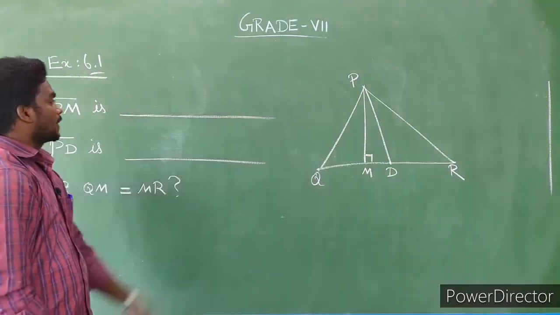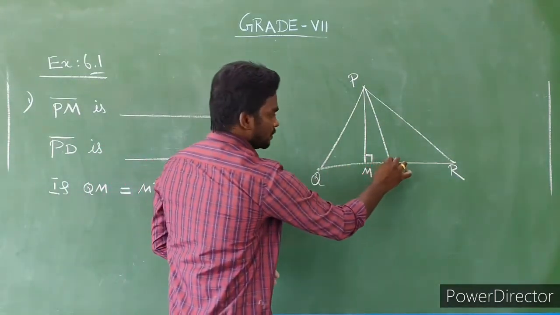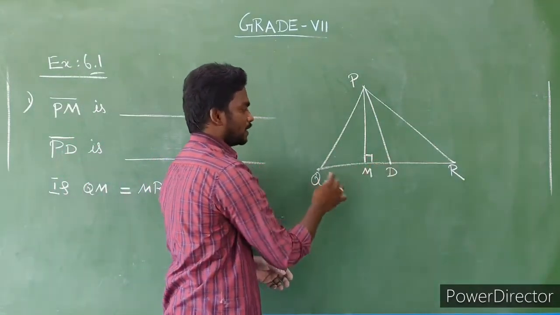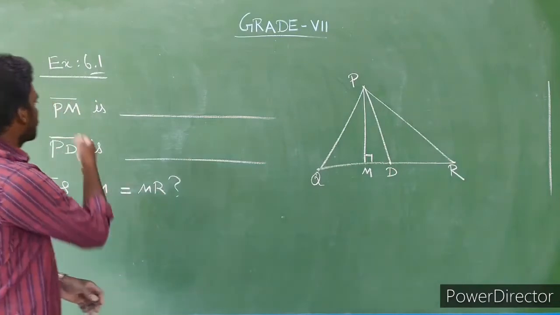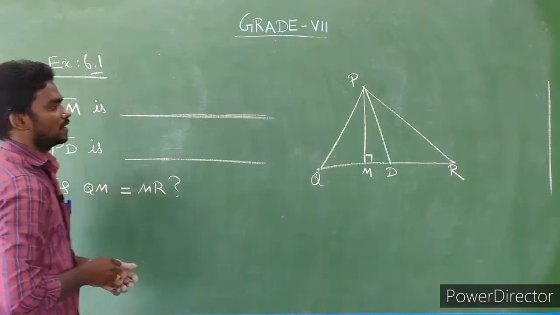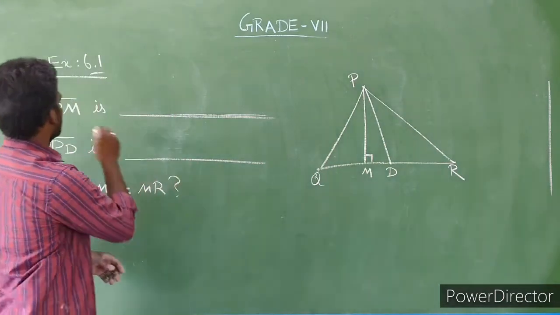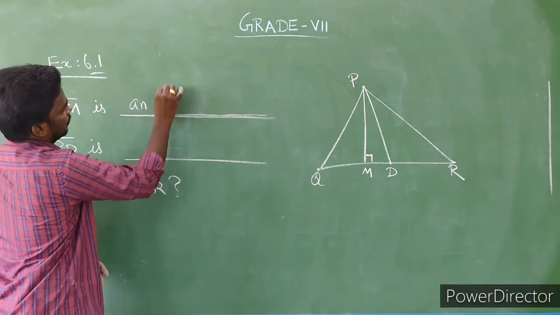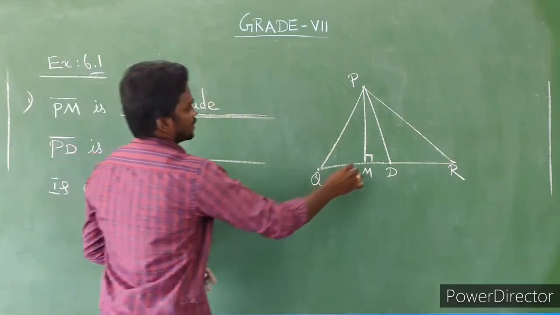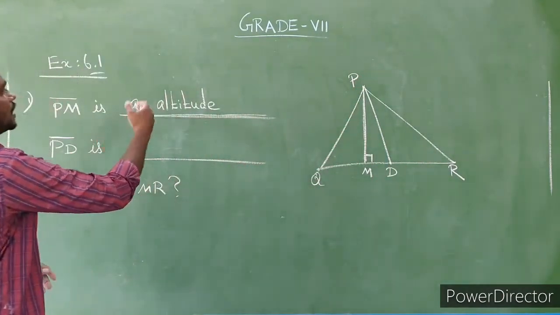Next, our exercise 6.1, first question. Here, PQR is a triangle and D is the midpoint of the line segment QR. So what is our first question? PM is dash. So what is line segment PM called? Here, the line segment PM is called an altitude of a triangle, because this line segment is the perpendicular line segment between P and QR. So PM is an altitude.